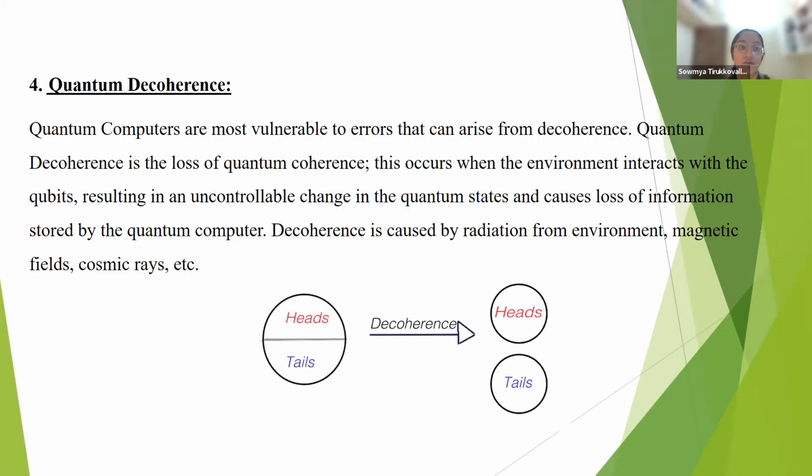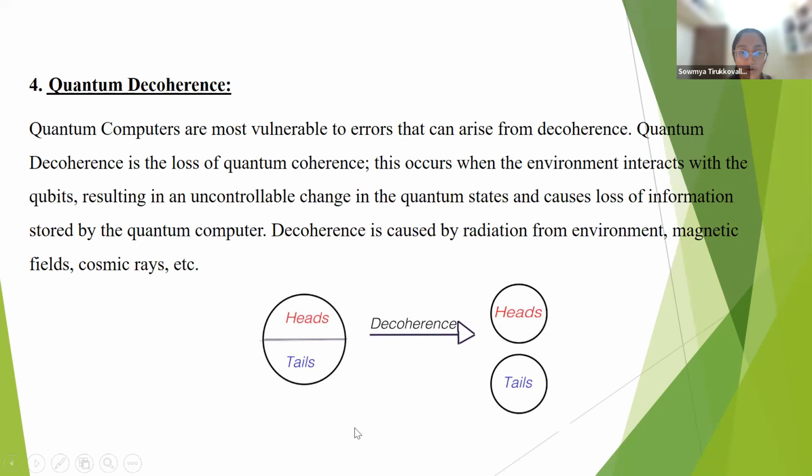Quantum decoherence. Quantum computers are very vulnerable to errors that arise from decoherence. Quantum decoherence is the loss of quantum coherence. This occurs when the environment interacts with the qubits, resulting in uncontrollable change in quantum states, which causes the loss of information stored by qubits. So decoherence is caused by radiation, environmental interactions, magnetic fields, cosmic rays, and even temperature.